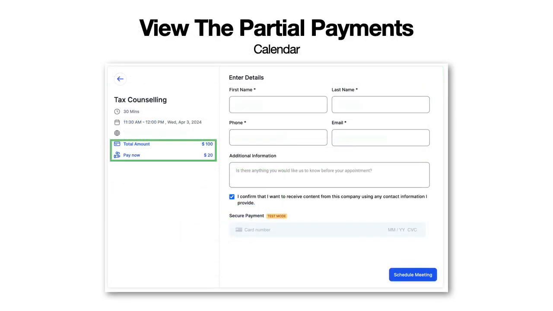Now let's go ahead and view the partial payments. Go ahead and make sure that you're in Calendar. And now what you're going to see is, in that booking calendar, in the area where your user or your client is going to be booking, you're now going to see the total amount due as well as what is due immediately in the Pay Now area.